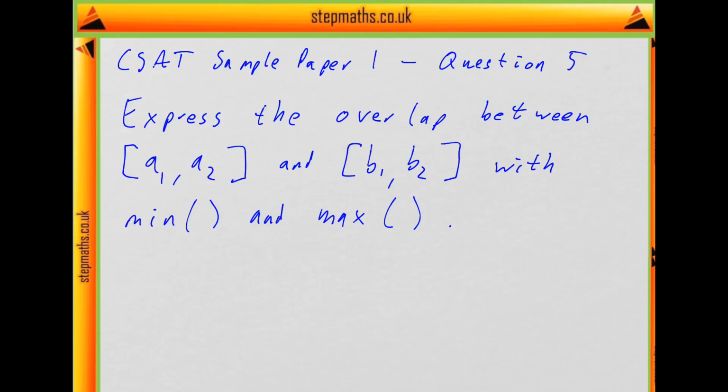This is question 5 from the first CSAT sample paper. In this question we're asked to find an expression for the overlap between two intervals, and they're given very generally. It's just a1 to a2 and b1 to b2, using the functions min and max, but as a single expression. So we're not splitting it into cases and saying what the expression is in each case. We're going to find a single expression.